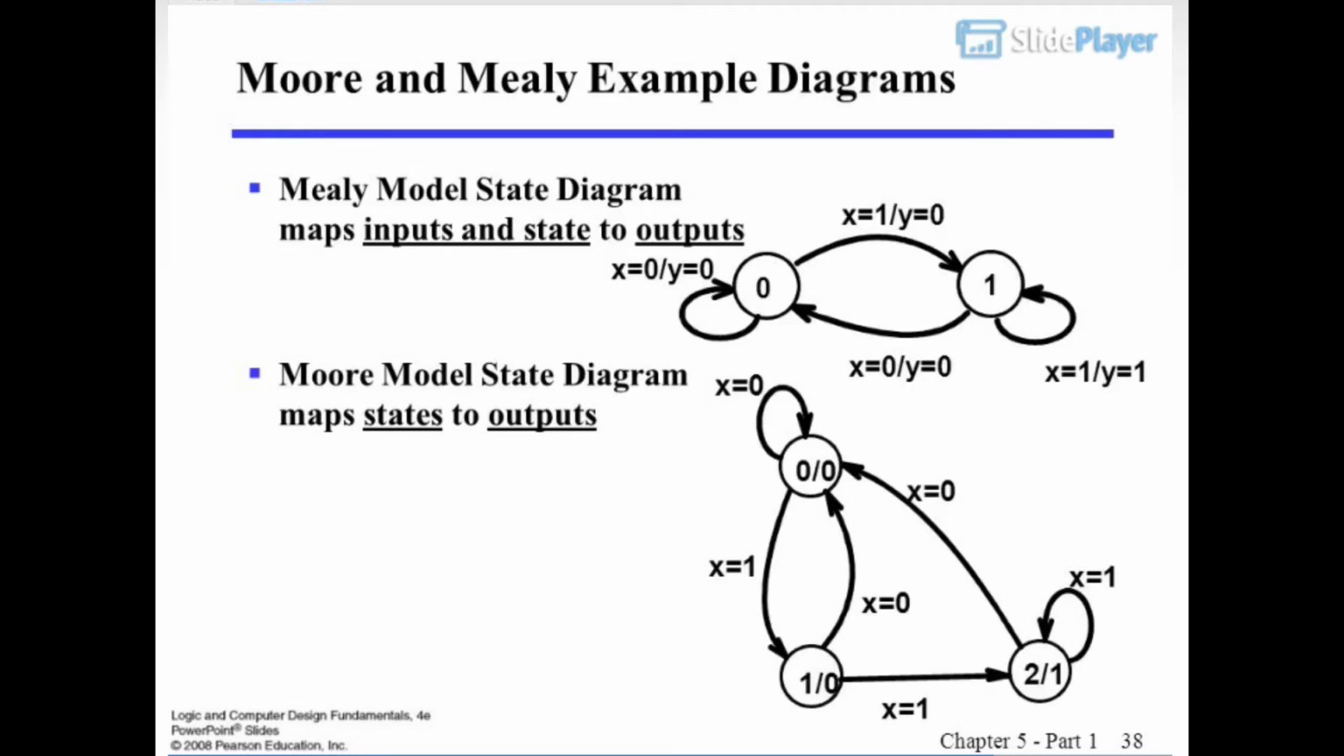Moore and Mealy example diagrams. The Mealy model state diagram maps inputs and state to outputs. The Moore model state diagram maps states to outputs. X equals 1 / Y equals 1. X equals 1 / Y equals 0. X equals 0 / Y equals 0. X equals 1. X equals 0.